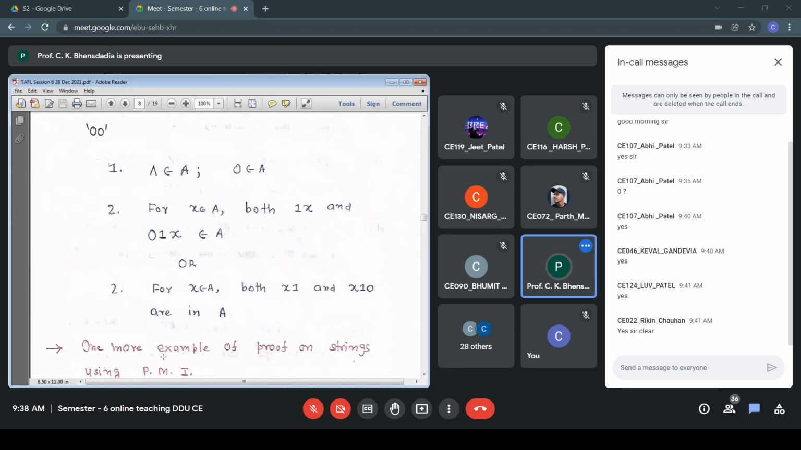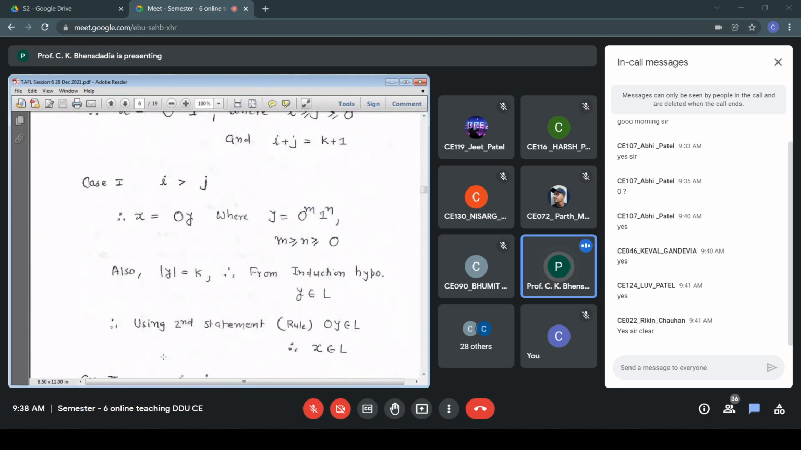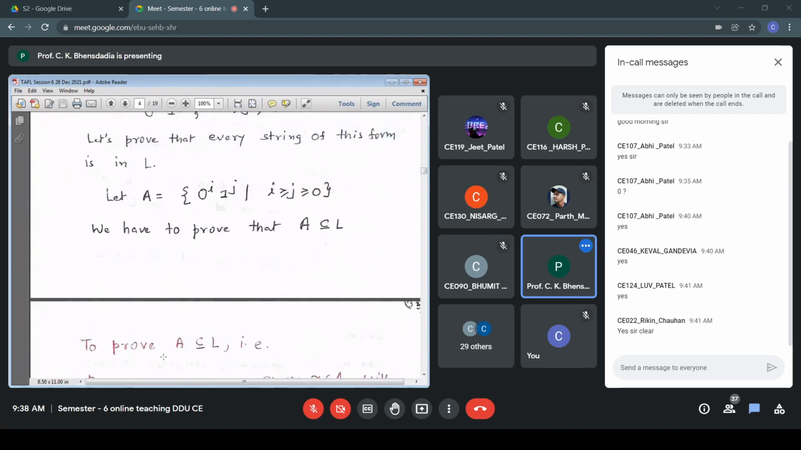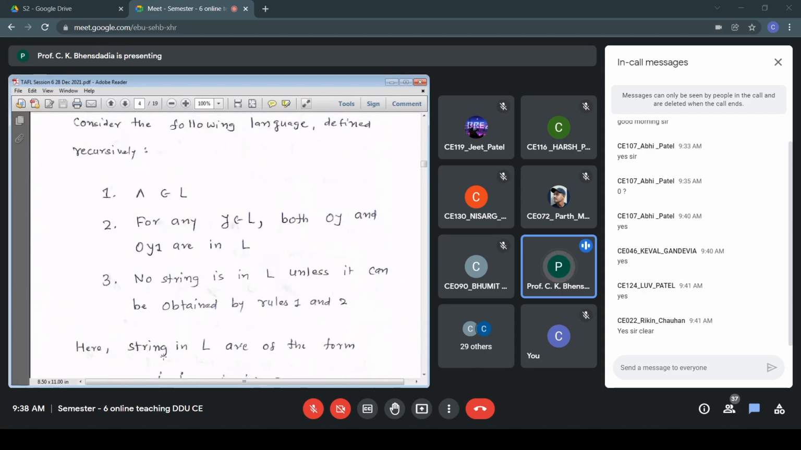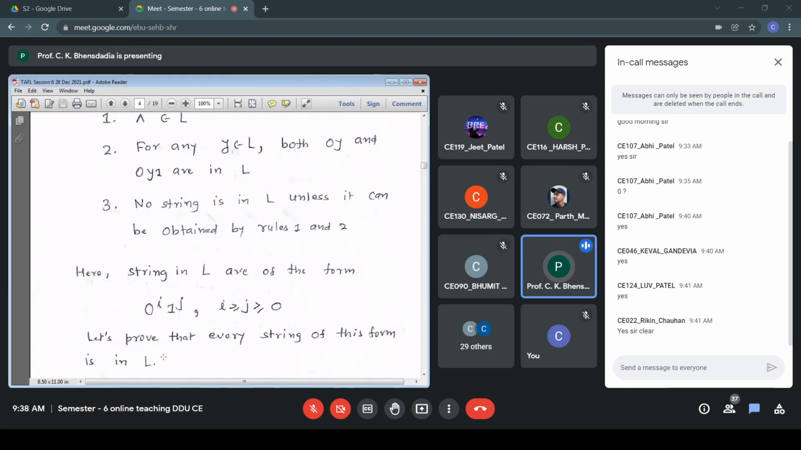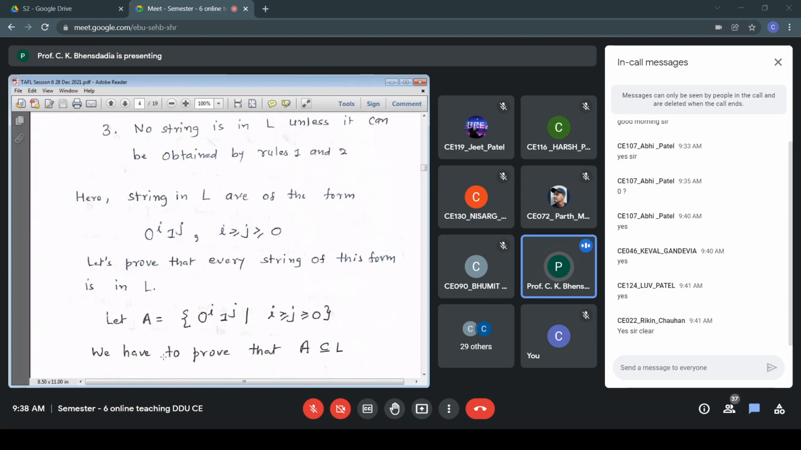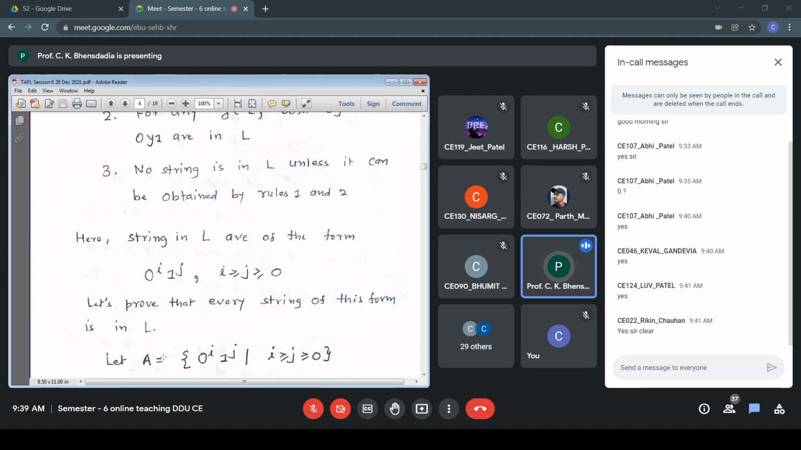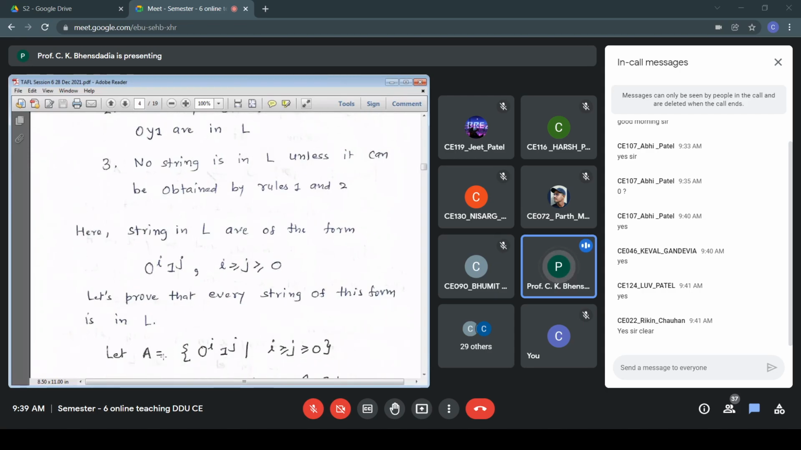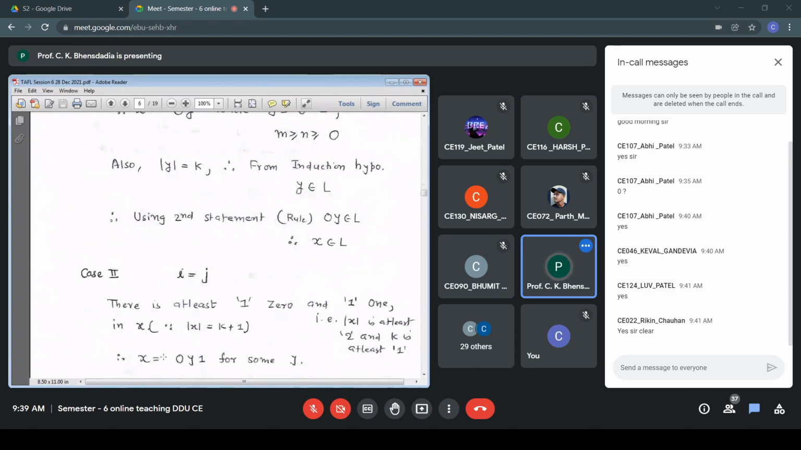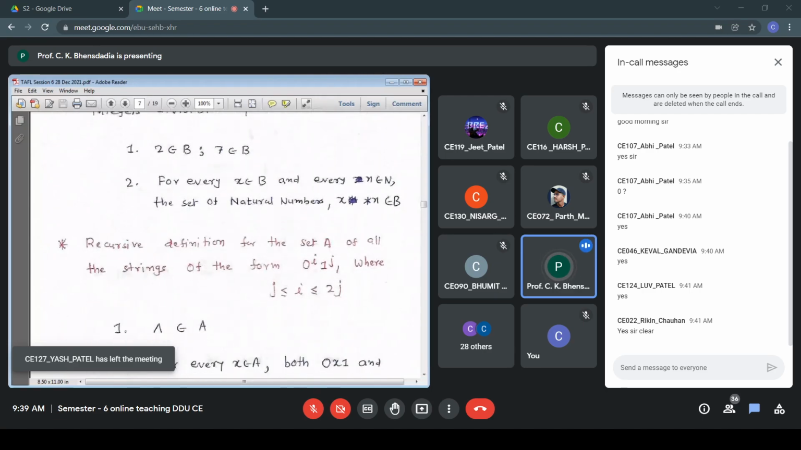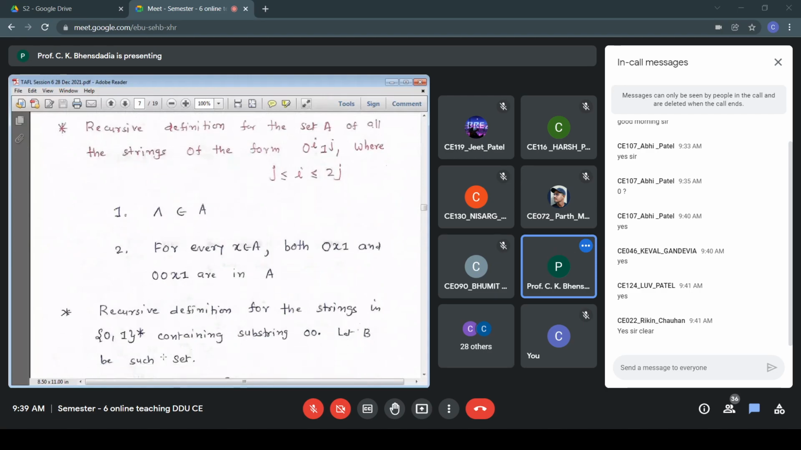Earlier, just going back to that, this was one more proof on strings. We defined recursively language L, of the form 0 raised to i, 1 raised to j, and we proved that A is a subset of L for every string of this form. That particular statement on strings we proved using PMI. One more statement we are taking, and here is the statement: strings of the form 0y1 contain the substring 01.